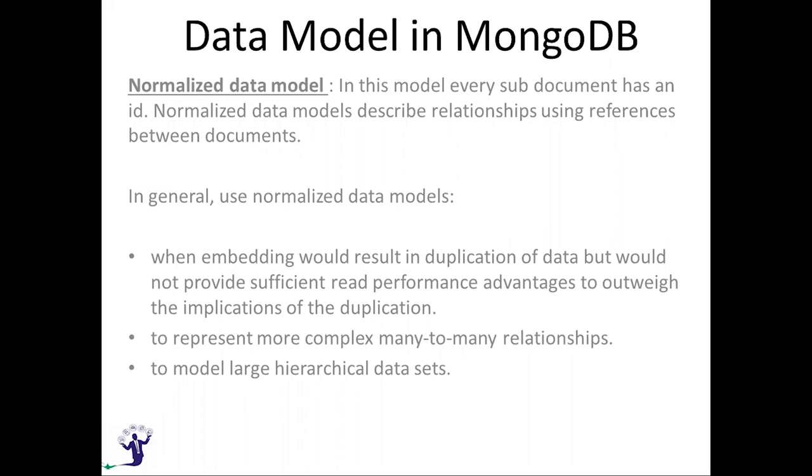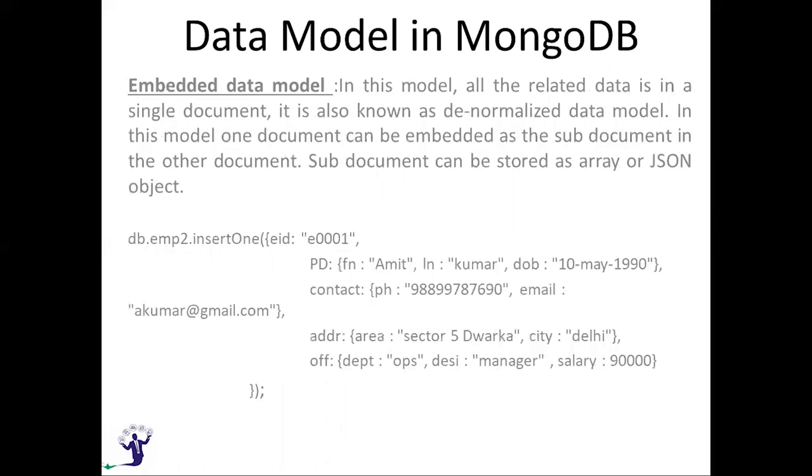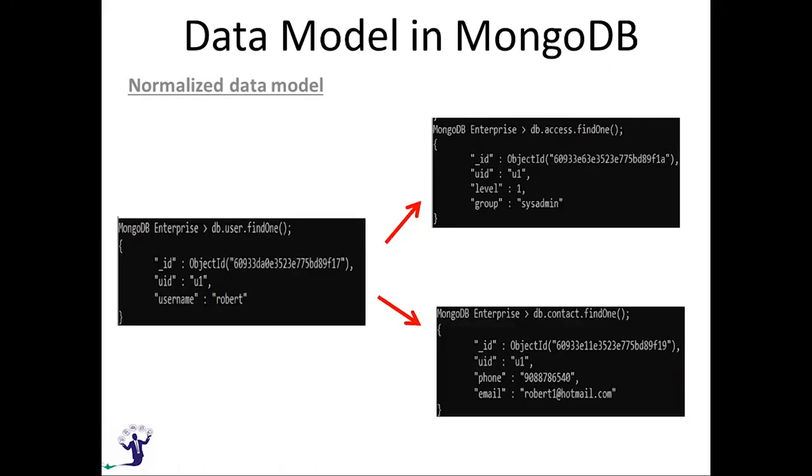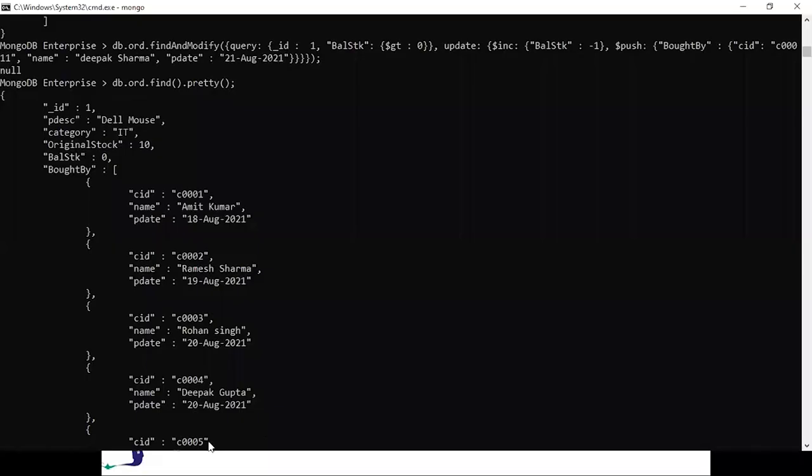But when the embedding becomes quite complicated, it is suggested to de-embed it and make it normalized. How? We will just see it. To represent more complex relationships, you can use a normalized data model. And if you have large hierarchical data sets, then also a normalized data model could be better. So let's take an example over here.